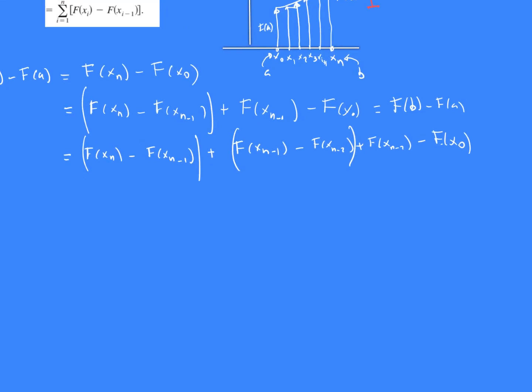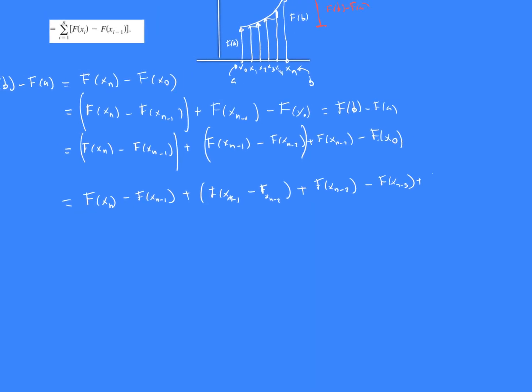And now I do it again. Let's go to the right again. f(x_n) minus f(x_{n-1}) plus f(x_{n-1}) minus f(x_n minus 2) plus, now I start with f(x_{n-2}), and I subtract f(x_{n-3}) and add it, f(x_{n-3}), and nothing has happened because I have added and subtracted the same thing.